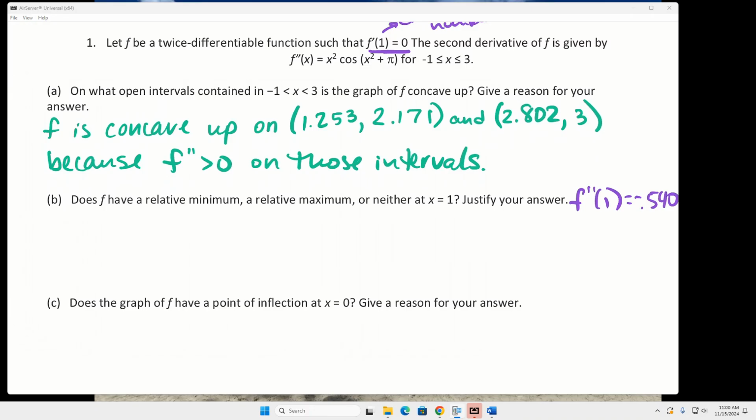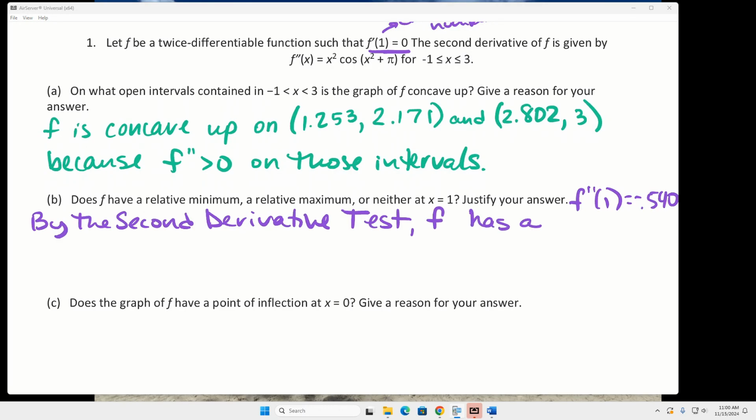Now this asks you to justify, so when you justify, you have to use a rule or a definition or a test. In this case, it's going to be a test. So you would say something like, by the second derivative test, or you could say that at the end if you've already started writing, it's okay. F has a relative, what do y'all think? Yes. So it's a potential relative max or min.